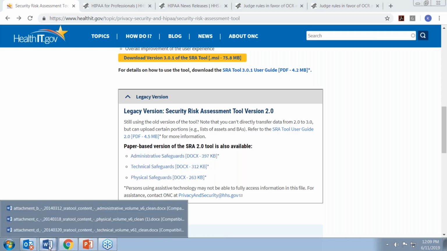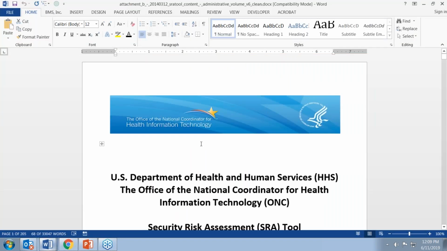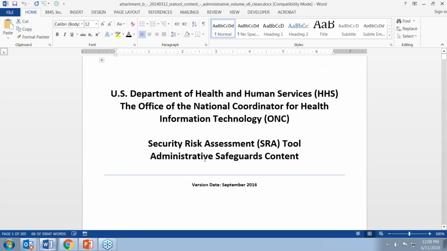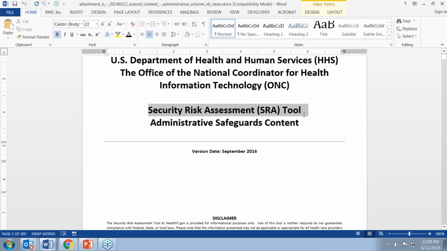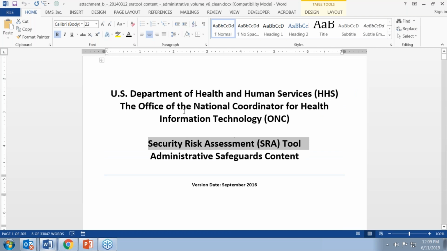So the first one of these tools that I'm going to open is the administrative that I have here, and this is the top of it. This is the administrative section, administrative safeguards content of the Security Risk Assessment Tool by the Office of Health IT and HHS.